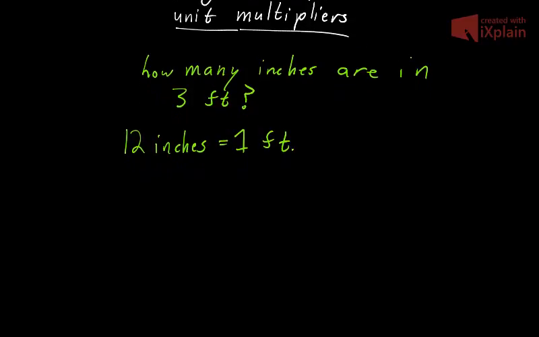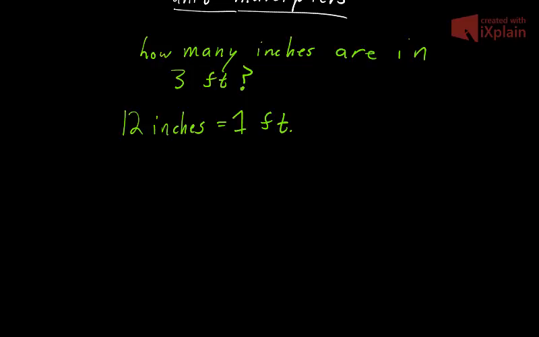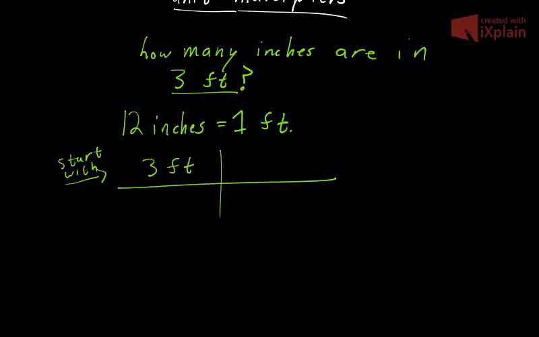What we're going to do here, we've talked about this a little bit before, just like one class I think, is we start off by drawing a T-chart. For this T-chart, we're going to write what we start with here. And we start with our 3 feet. So I'm going to put my 3 feet right there. Now I don't want it in feet, I want it in inches. So I'm going to put inches here. And I want to get rid of feet.